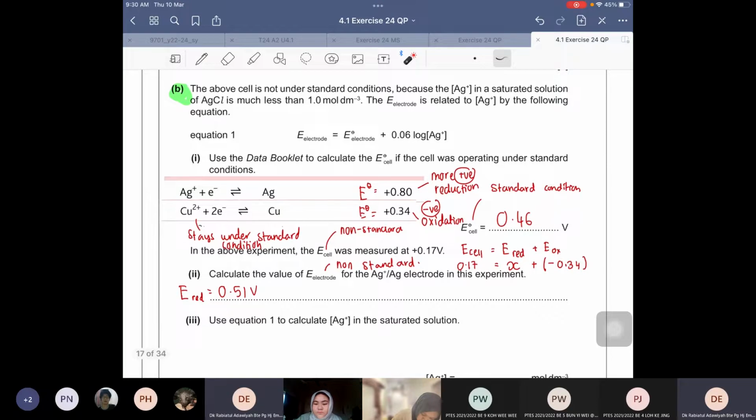I will skip part 3 because part 3 is just using this expression to find the concentration of Ag+. You already know your E electrode, which is 0.51. You know your E naught electrode, which is 0.80, and you can solve for Ag+.